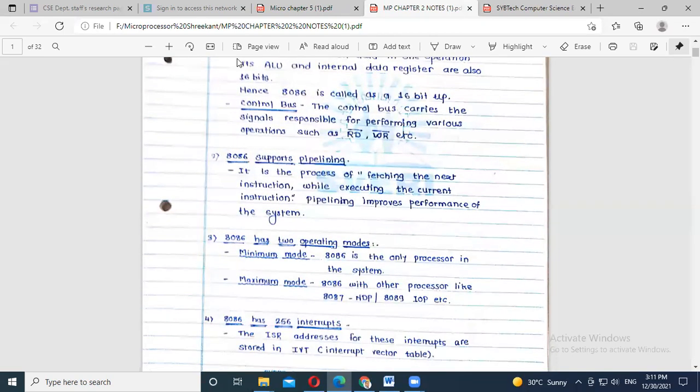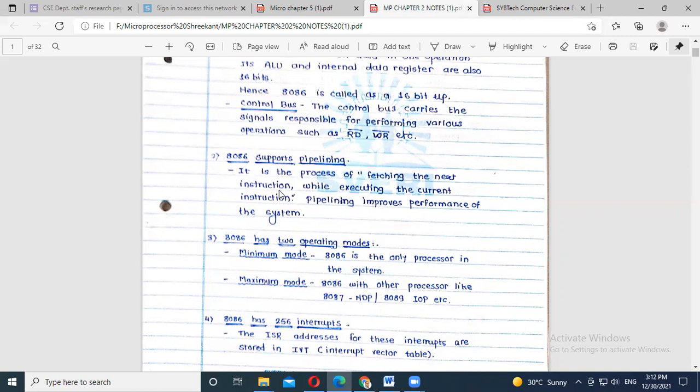And the next main feature of 8086 is that 8086 supports pipelining. Pipelining means what? One by one, or one after another, the instructions are executed continuously. That we have to call pipelining. So that pipelining feature is supported by 8086. So we have to say 8086 has one of the main features, that is supporting pipelining in the microprocessor.